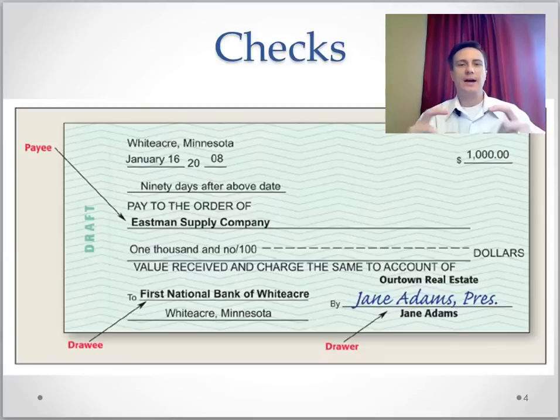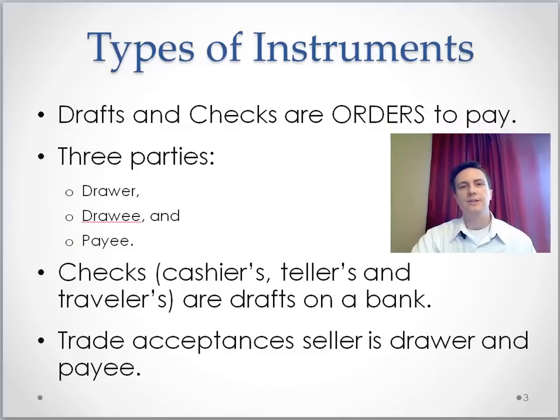And so that document, you notice there's magic language here. It says pay to the order of. And that's what makes it negotiable. It's magic language we're going to look at in just a moment. So drafts and checks are orders to pay. Three parties: the drawer, the drawee, and the payee.